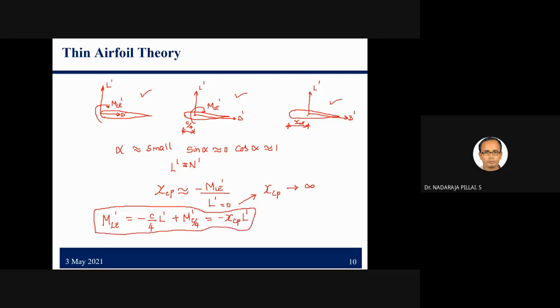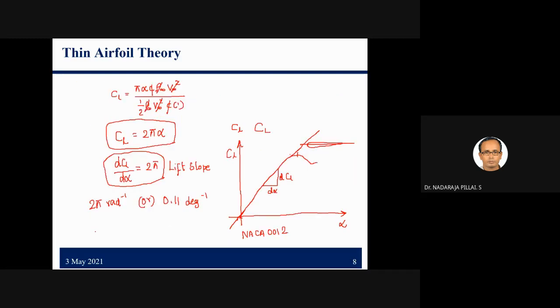Let us keep this aside and move back to the calculation of moment for the symmetrical airfoil using thin airfoil theory. Let us continue our discussion for the moment. We have already calculated the coefficient of lift, that is 2 pi alpha, and dCl by d alpha is equal to 2 pi.